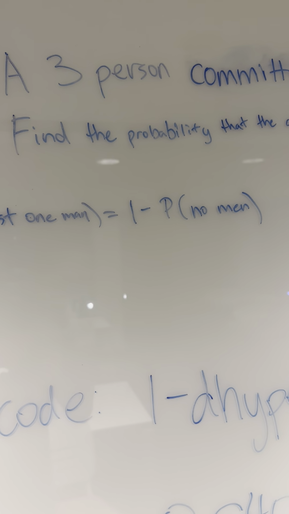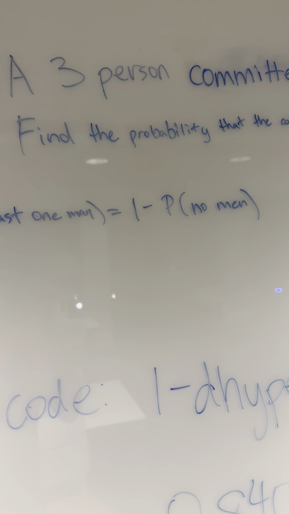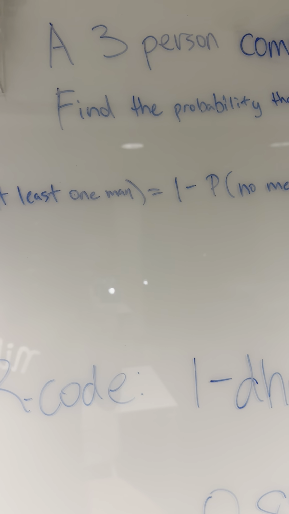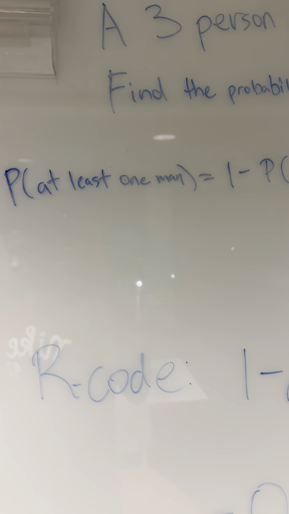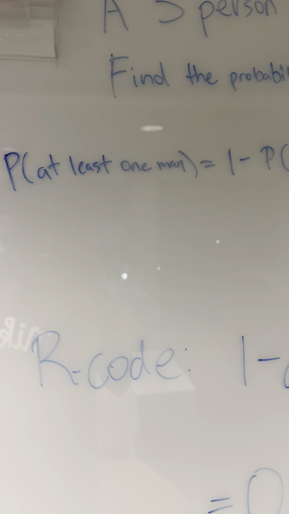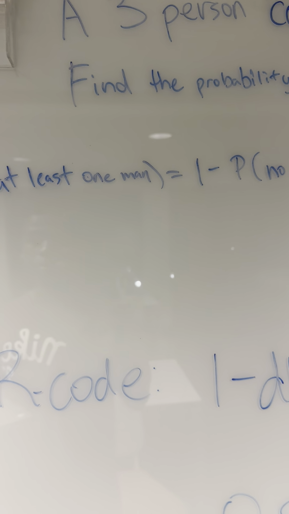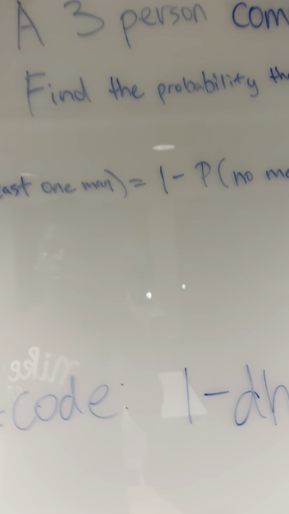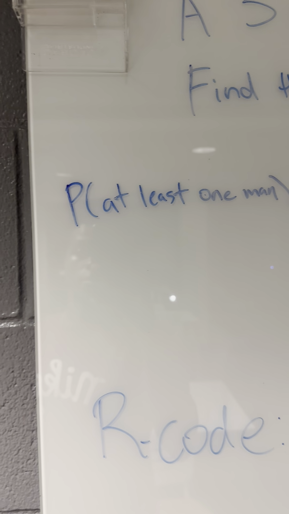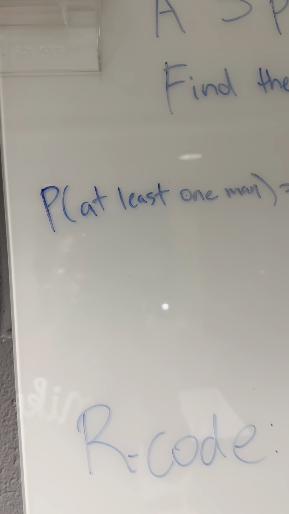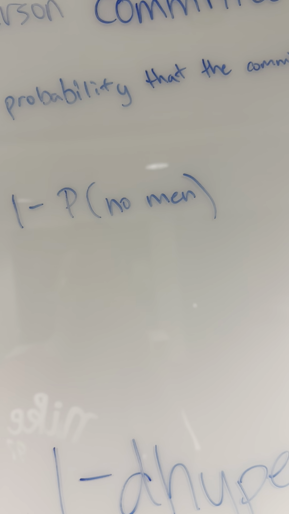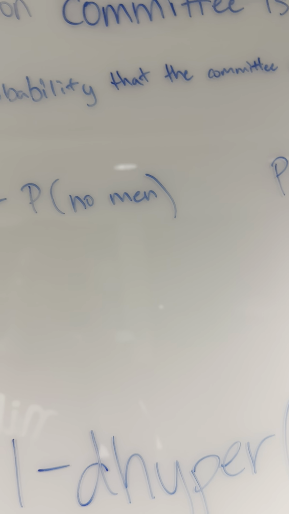Instead of adding up the probabilities for 1 man, 2 men, and 3 men, I wanted to use the complement. The opposite of at least one man is no men, which means that the 3 people selected are women. So I have this equation: probability of at least one man is equal to 1 minus the probability of no men.